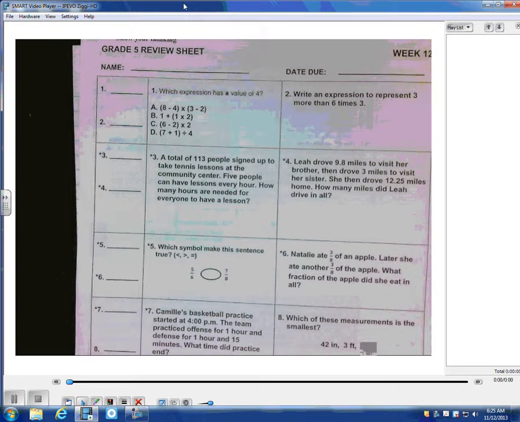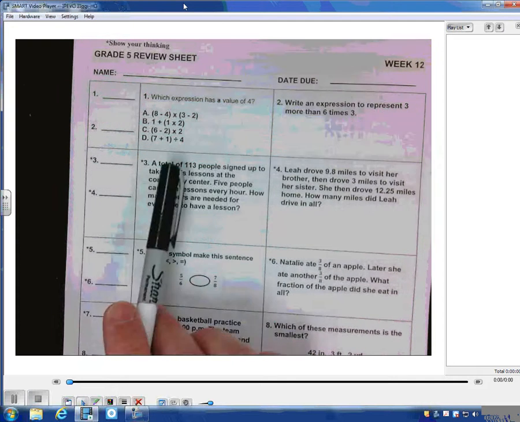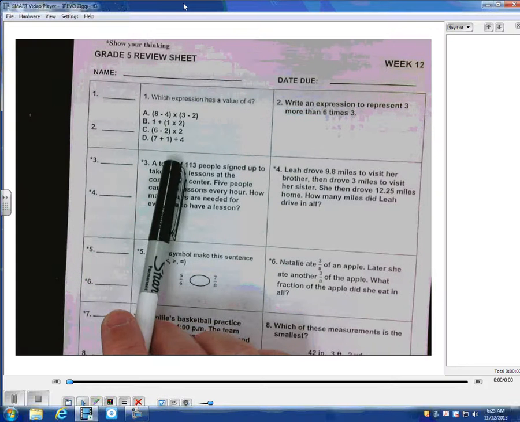Okay, week 12 math review sheet. We'll go with, this video will be 1 through 5. Let's look at number 1. It says, which expression has a value of 4?